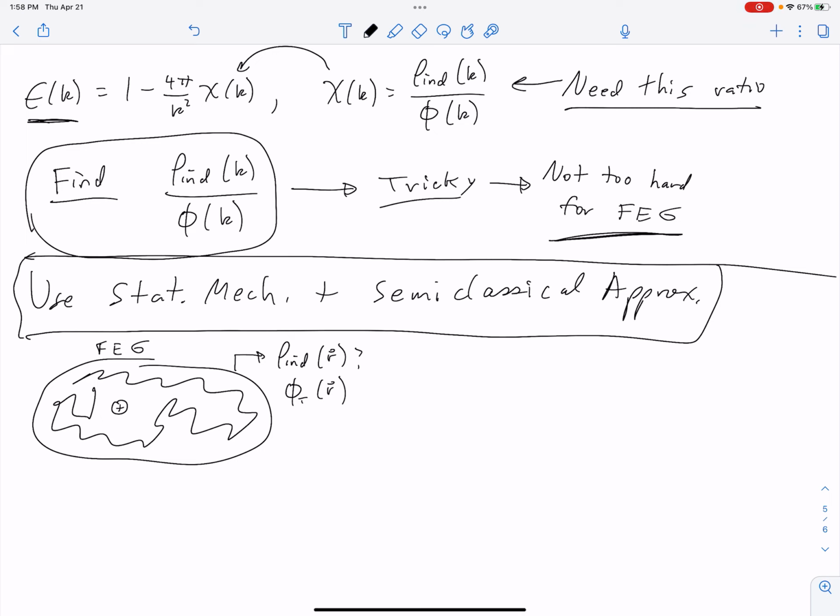And then once I can find them, I can take their Fourier transforms, and I really want to get that ratio, the ratio of the induced charge divided by the total potential, the Fourier transform of those two things. Okay, so how do we do it? Well, we're going to consider the chemical potential of the free electron gas.